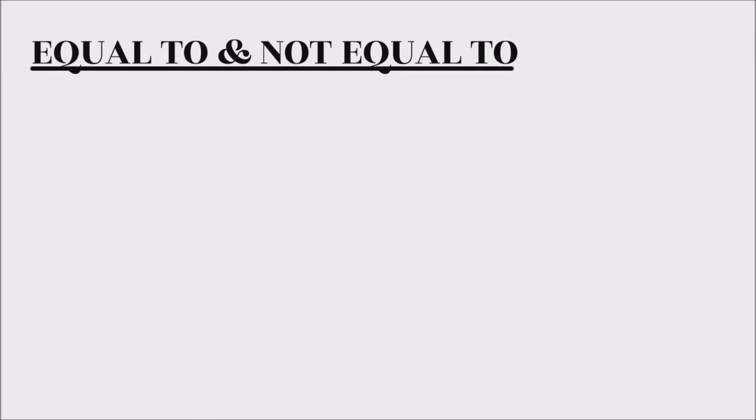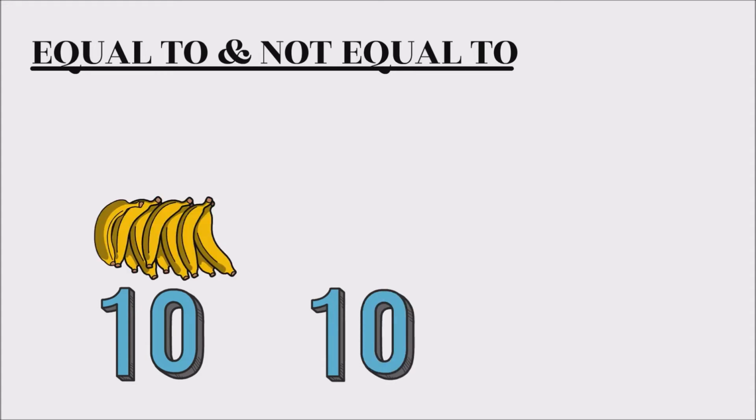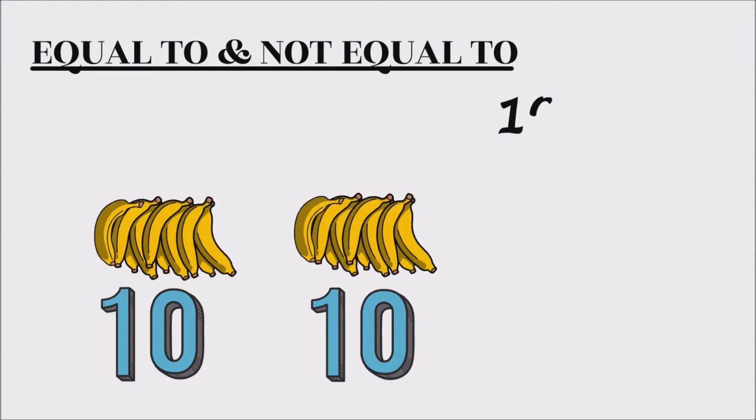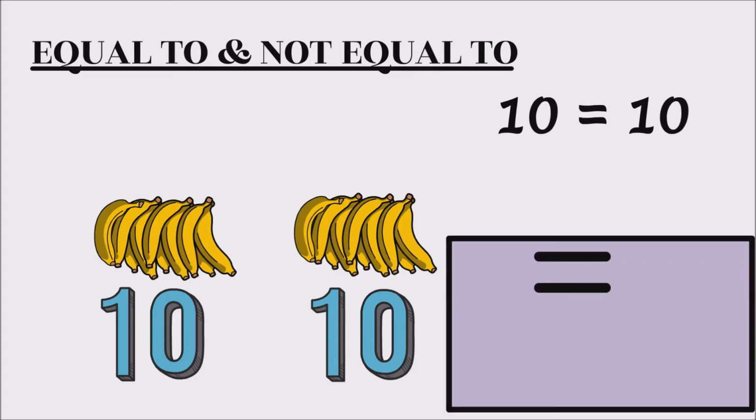All right, now how about the equal sign? When two numbers or expressions are the exact same, we use the equal sign. For example, 10 is equal to 10. Now you might be saying, like, duh, that is like the most obvious thing ever. How could 10 not be equal? Like, 10 has to be equal to 10, right?